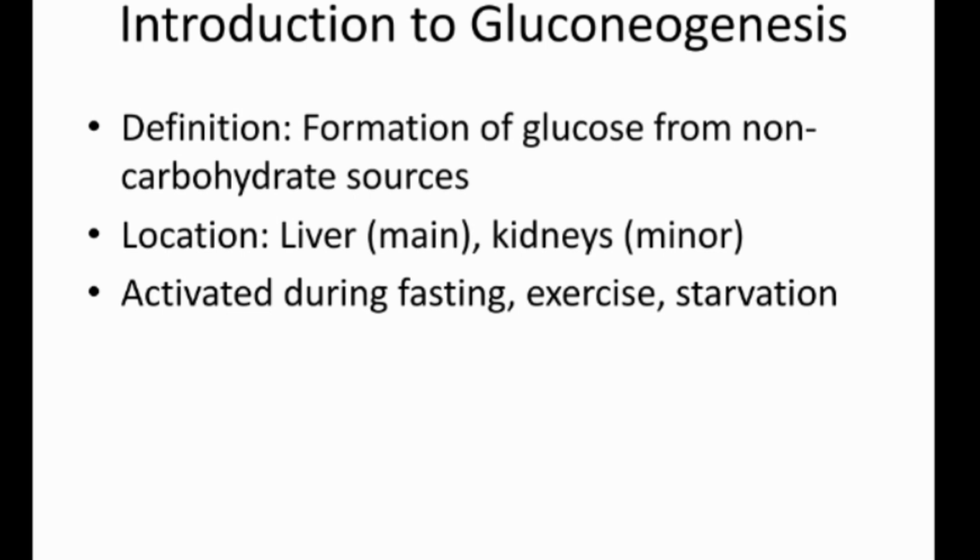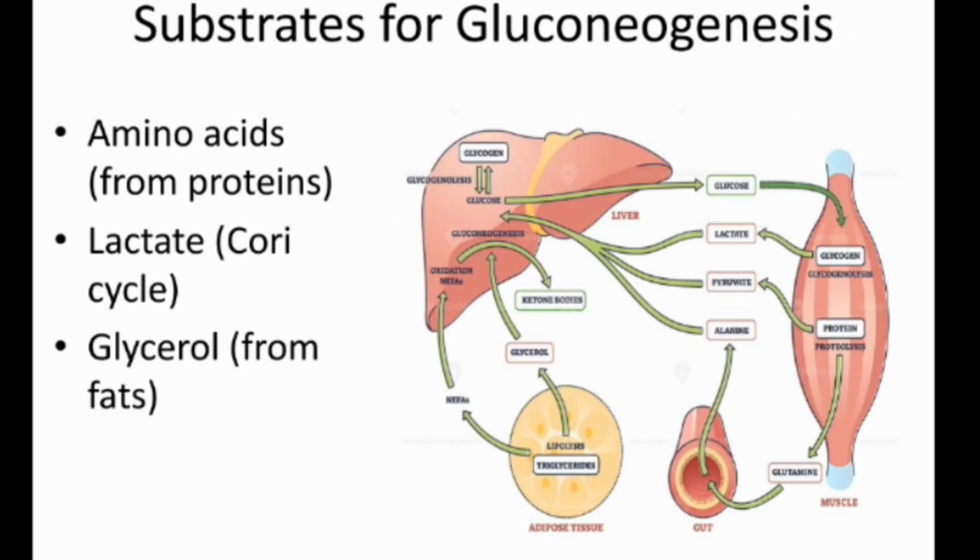The location of gluconeogenesis is the liver and kidney, activated during fasting, exercise, and starvation. So there are some substrates of gluconeogenesis: amino acids from protein, lactic acid from the Cori cycle, and glycerol from fats. So let us know the detail of these processes. First of all, we will discuss the amino acid cycle.